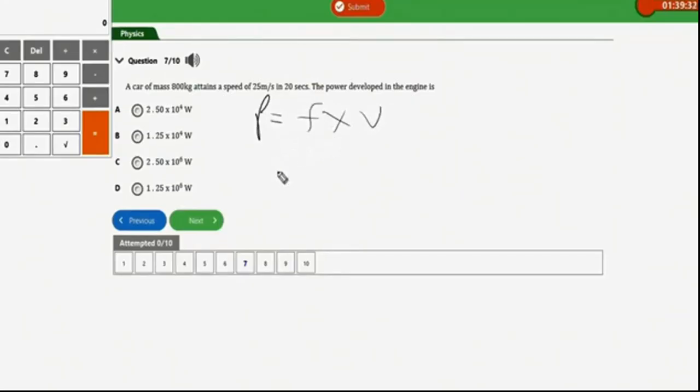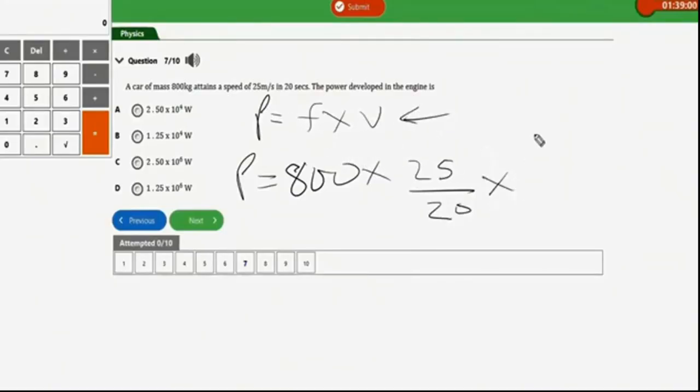Okay, so in this question we have the power will be... Now you know that force is mass times acceleration, so we're going to have 800, which is the mass, times acceleration, which is velocity over time. So the velocity here is 25 over time, which is 20 seconds. This is for acceleration. Then you need to include the velocity here, times another 25, over 1. This is how you can solve this question.